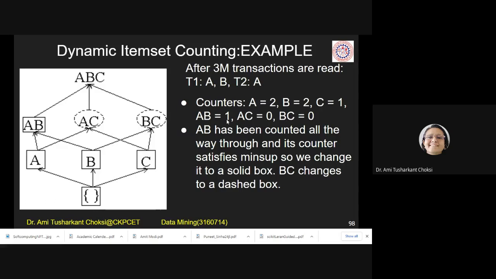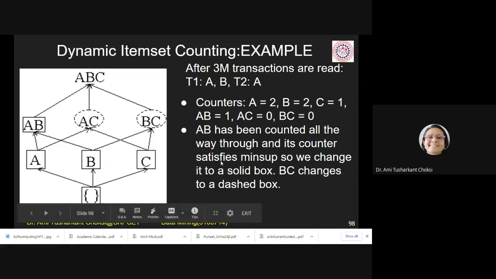And as it is counted 1, we will say AB is equal to 1. Should we consider AC is equal to 1 and BC is equal to 1? Obviously not, because that is not being considered here. Do we have AB here? Sorry, AC here? No. BC here? No, we do not have. So we'll not consider that. So AB has been counted all the way through its counter and it satisfies the minimum support condition. So we change it to a solid box.